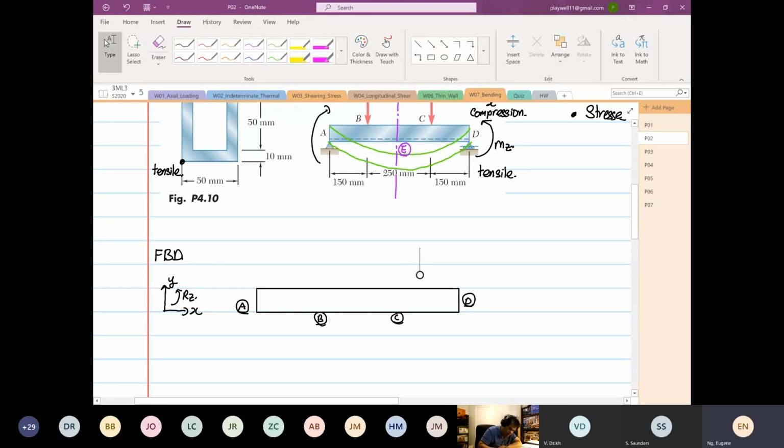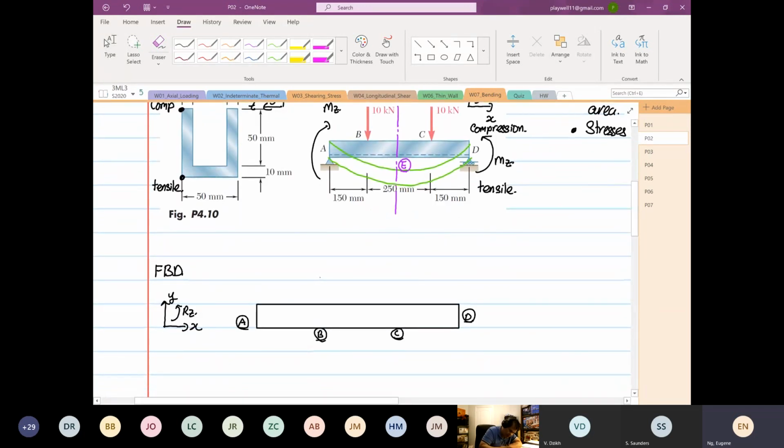Okay, so we know that at points B and C, you have 10 kilonewton. And then based on the support, at point A, you have AY and you also have an AX, because it is a pin. And then at point D, you have only a roller support. You only have DY.